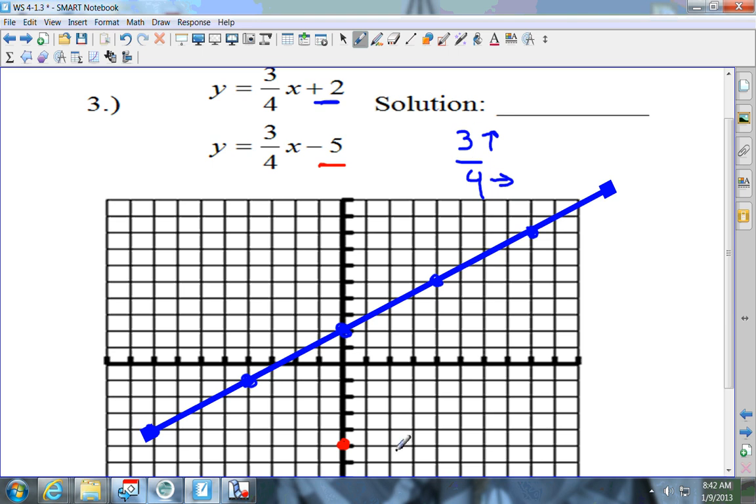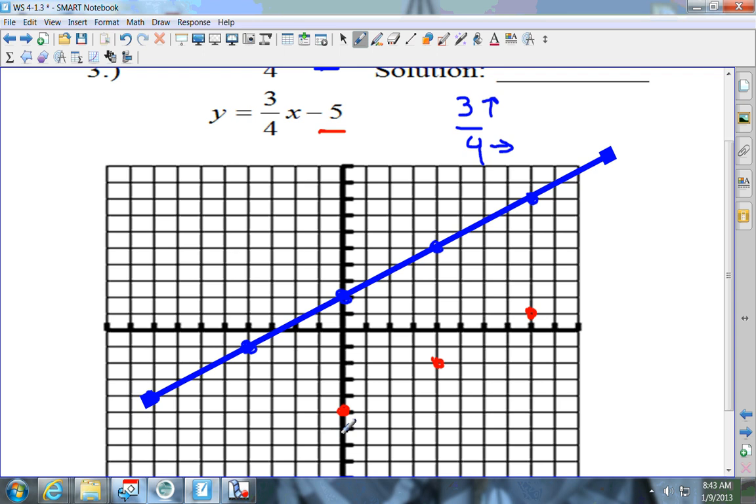Up, same one. So I'm going to go up 1, 2, 3 over 1, 2, 3, 4. I'm sorry, up 1, 2, 3 to the right 1, 2, 3, 4. I can go backwards, let's see here, and go down 1, 2, 3 to the left 1, 2, 3, 4. Now I can draw my line, let's see here, to connect my dots.